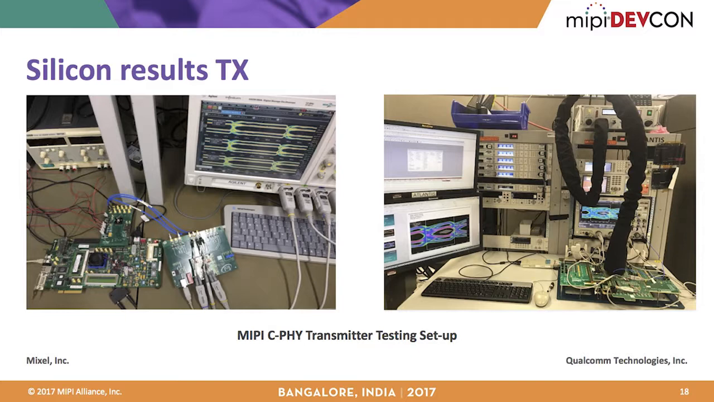So this is the silicon test on the Mixel side and the Qualcomm side. We use both the Keysight oscilloscope and the setup. Usually it's a combo, but practically speaking, we design TX and RX separately, because TX is oriented toward display and RX is mostly camera interface. So what I'm going to show you is separate: one on the TX side, the other on the RX side.